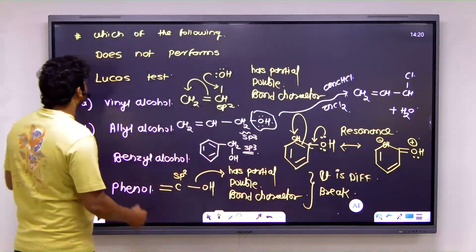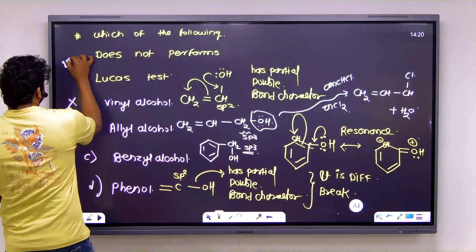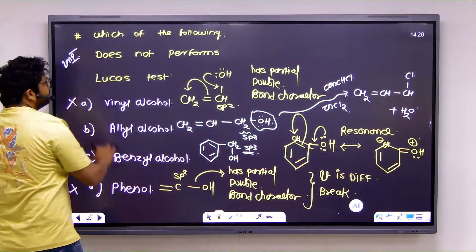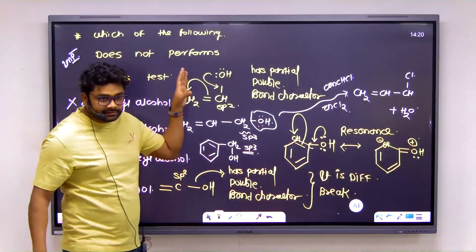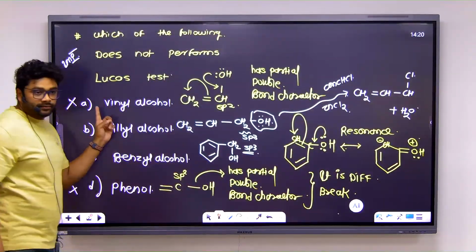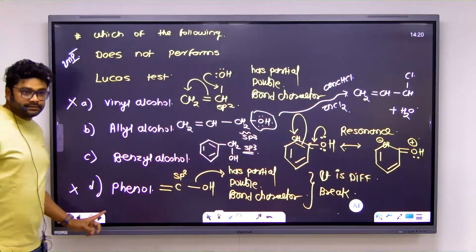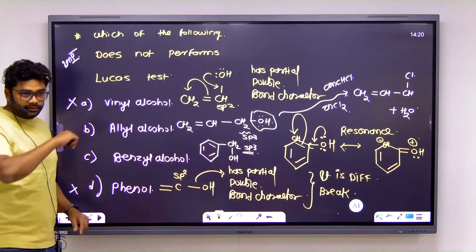So, a very important question in front of you: which of the following alcohols does not perform the Lucas test? One is vinyl alcohol and the other is phenol. What do you mean by vinyl alcohol?